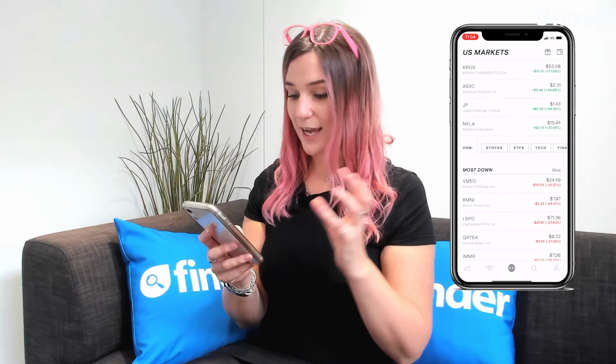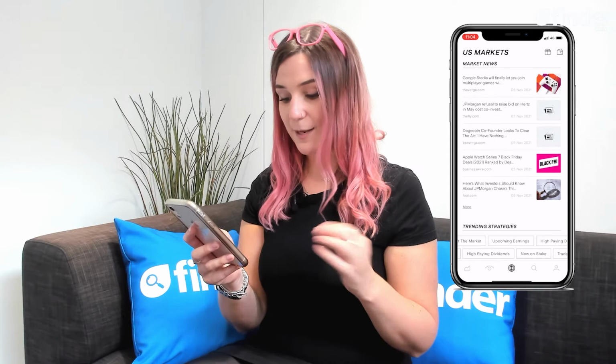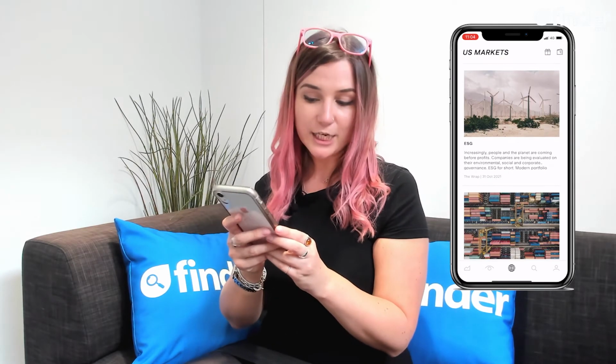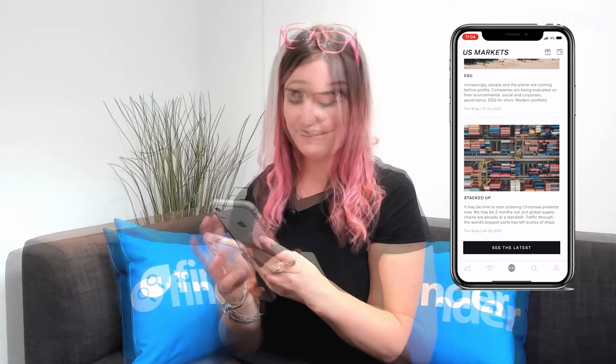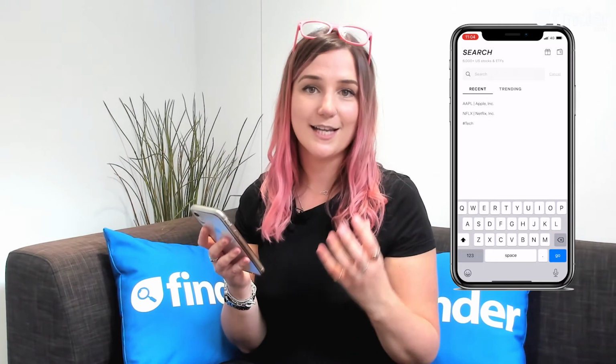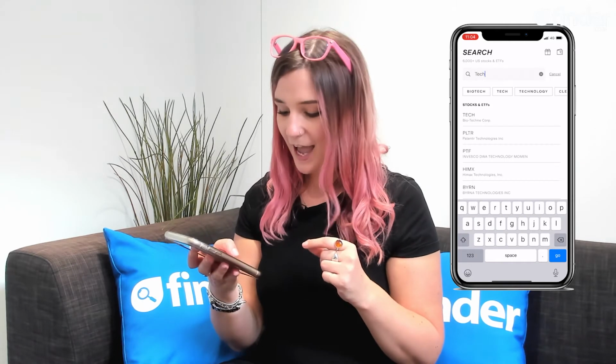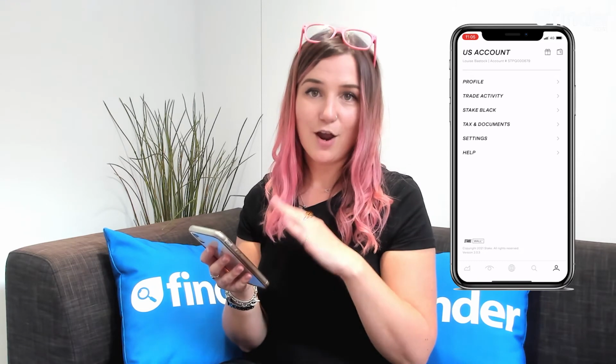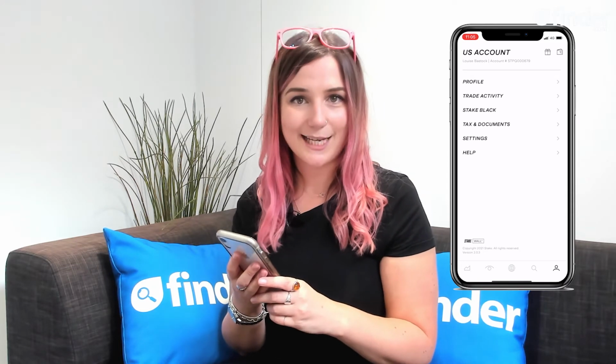This is where you can check out stock movements, check out any market news, trending strategies, and even read some specially curated articles from Stake. The magnifying glass is of course where you can search for different stocks, sectors and markets that you want to check out on the app. And finally, the little person icon is where you'll find all of the admin stuff relating to your Stake trading account.